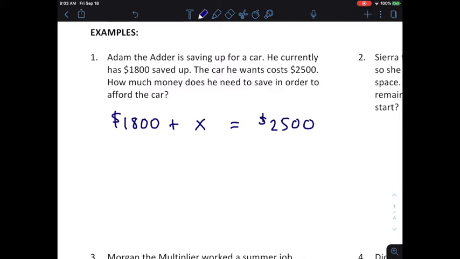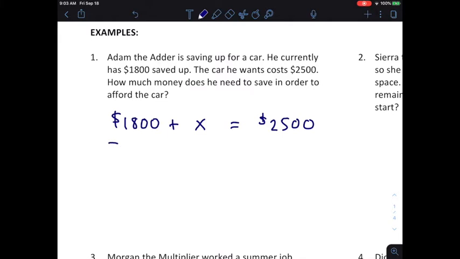Now, in the real world, all we'd have to do is look at this and say, well, if he has $1,800 and the car is $2,500, all we have to do is subtract $1,800 from $2,500, and that's going to get us our answer. Well, it's the same thing when we set it up in the form of an equation.